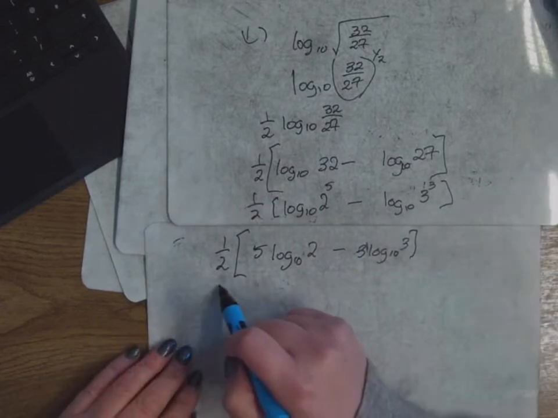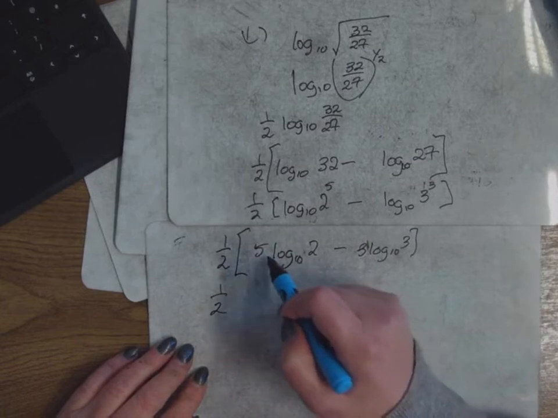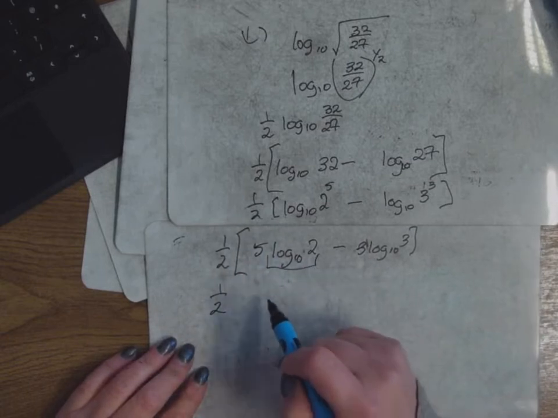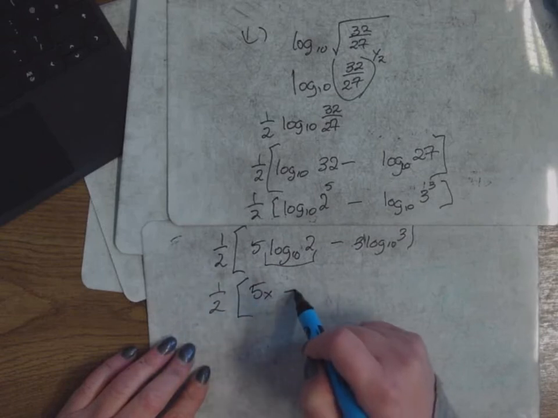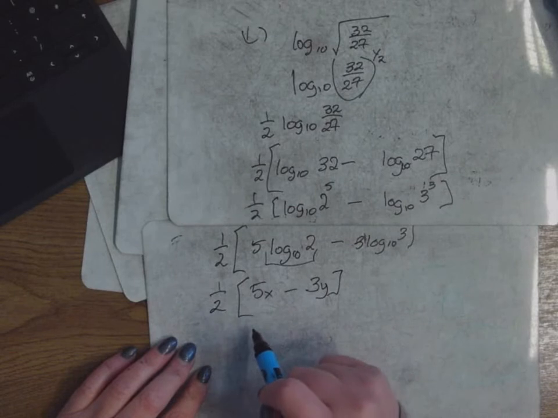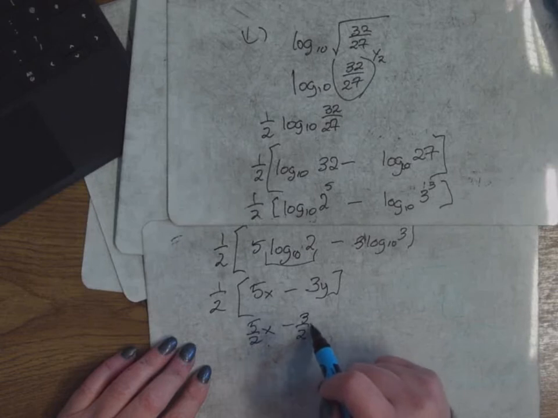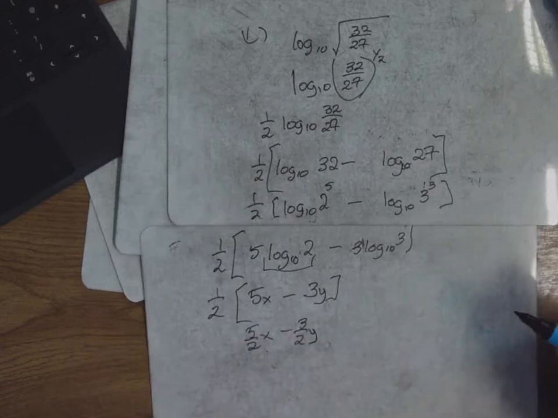So that's 5x, isn't it? Because they told me all that was x. So that's 5x minus 3y. Okay, and then divide everything by 2. So it's 5 over 2 x minus 3 over 2 y. Is that okay?